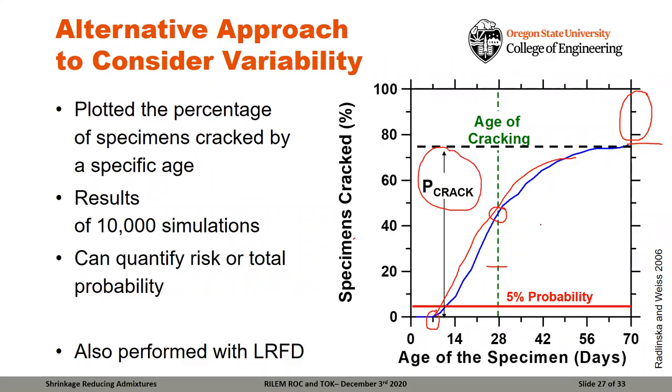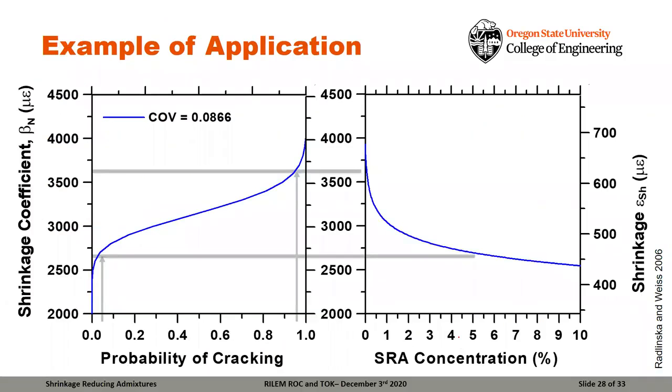And if we place 10,000 slabs for this example, 75% of them would crack. What we really want to do is reduce that probability of cracking down to a value like 5%. And what we're going to go through now is a design approach that you could actually use to do this for mixtures containing shrinkage reducing admixture.